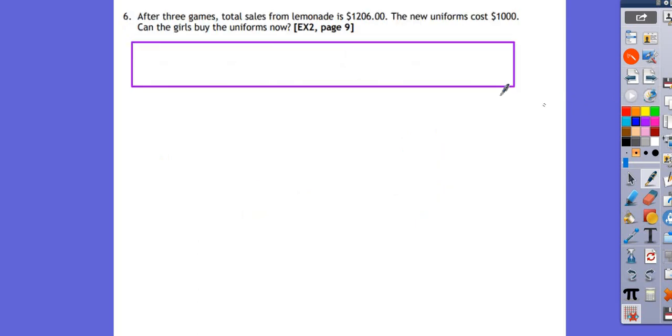It says after 3 games, the total sales from lemonade was $1,206. The new uniforms cost $1,000. Can the girls buy the uniforms now? Okay, so after 3 games, that's the amount of money that they raised. I need to take off commission and the 15% fee for using the gym. So I need to calculate that.